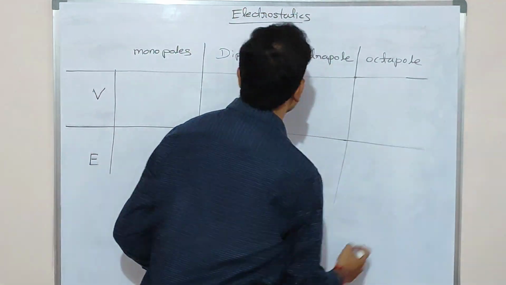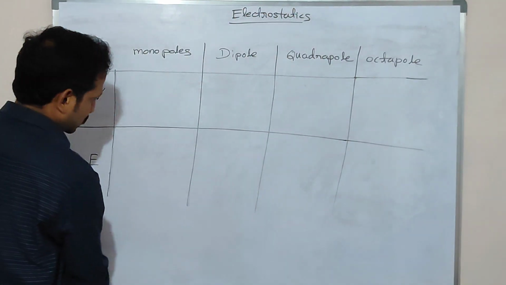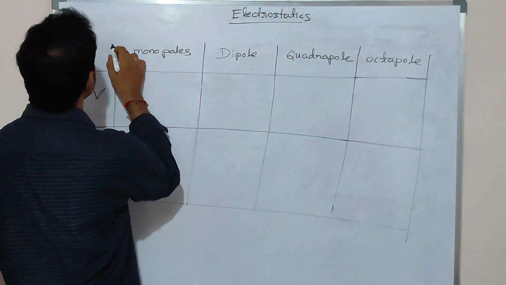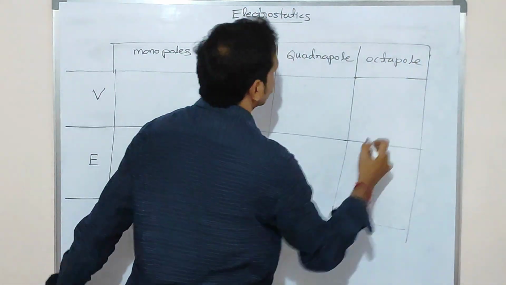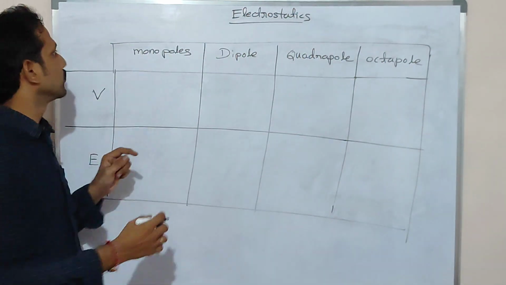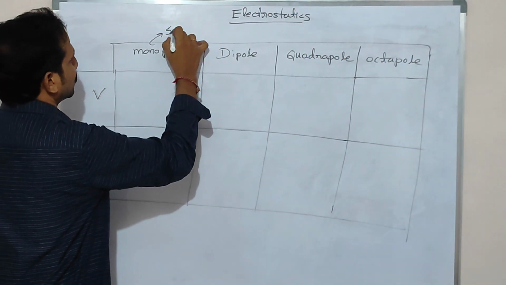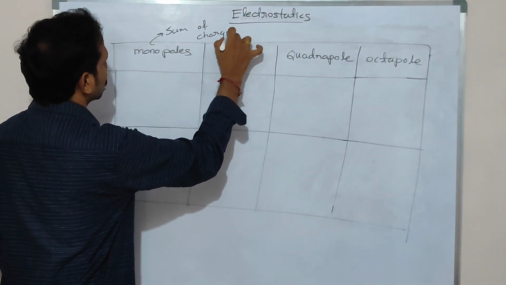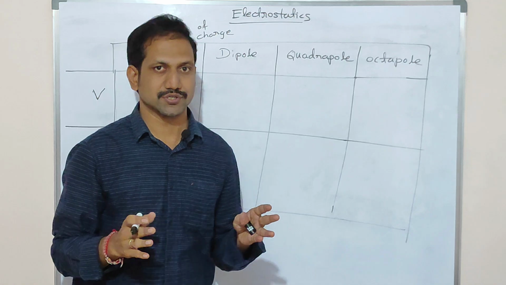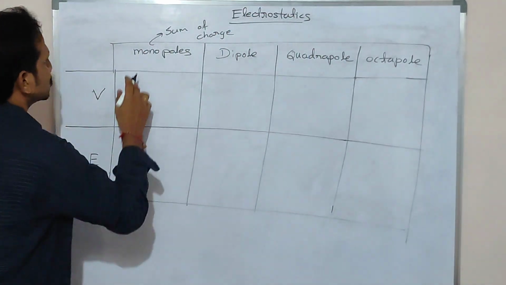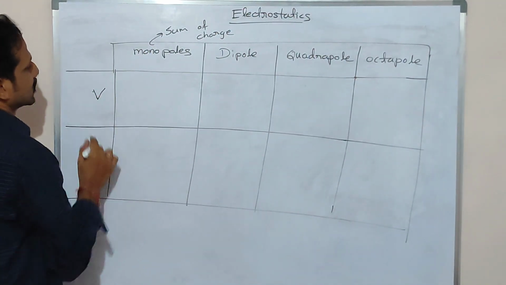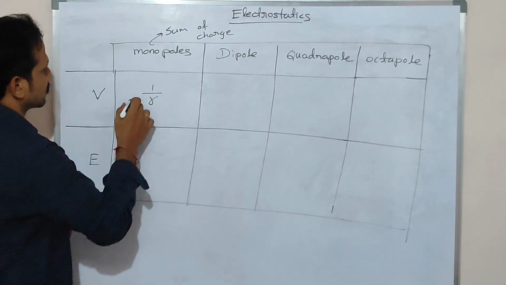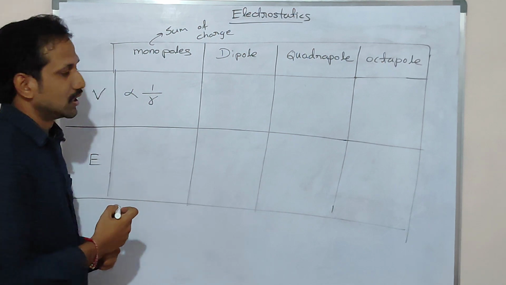Okay, so the potential due to monopole. What is a monopole actually? Many of you might not know. A monopole means simply the sum of charges, the algebraic sum of charge. So due to monopoles, the potential is proportional to 1 by r. I hope you got it.